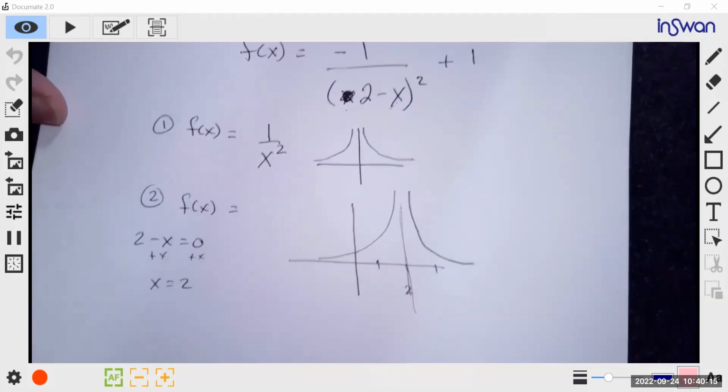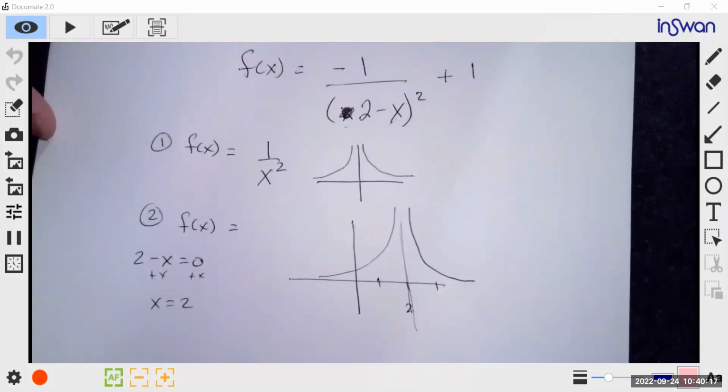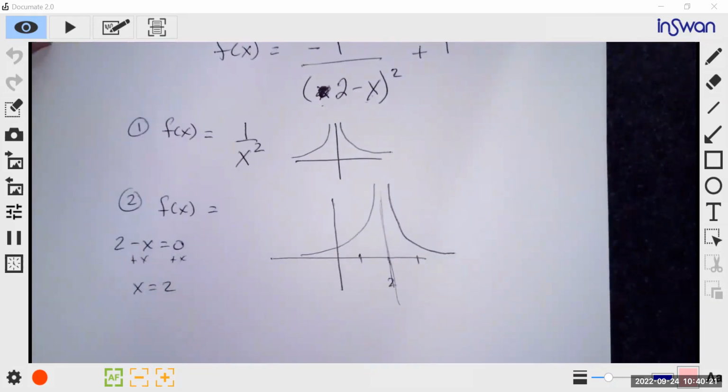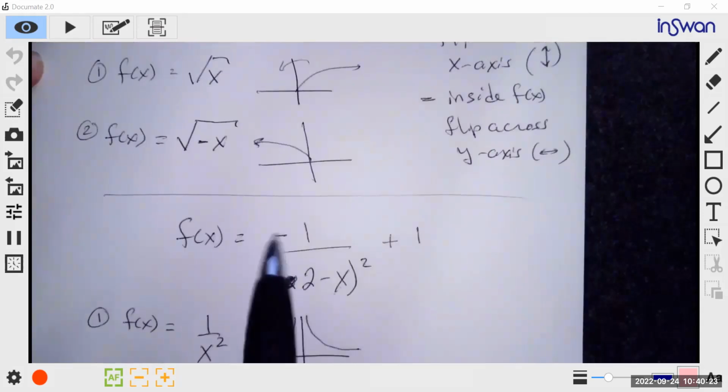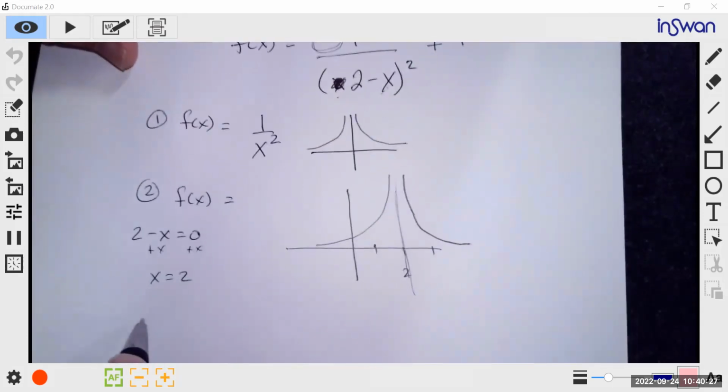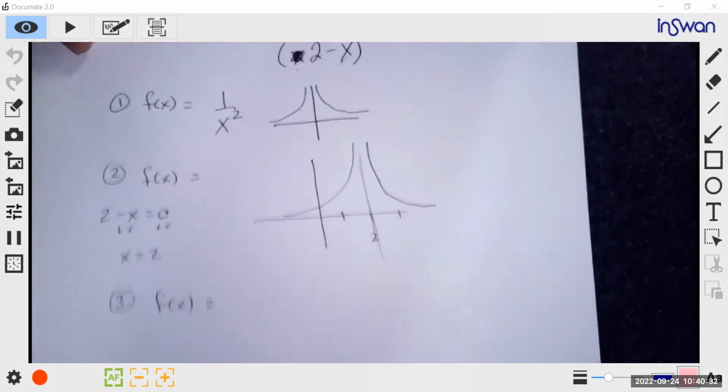What's the next shift I have to do? The plus one in the y-axis? Nope. What about the numerator? It has a negative. The numerator has a negative one. And what does that tell me to do?